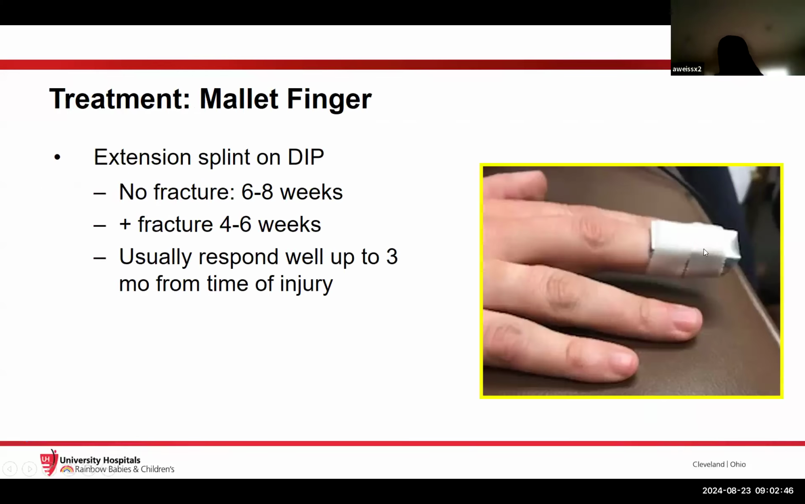So you can do this, you can do the stack splint. I usually give them a few of these foam splints and 2 of the stack splints, just so they have lots of options at home.